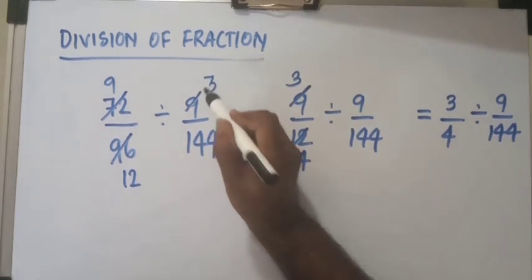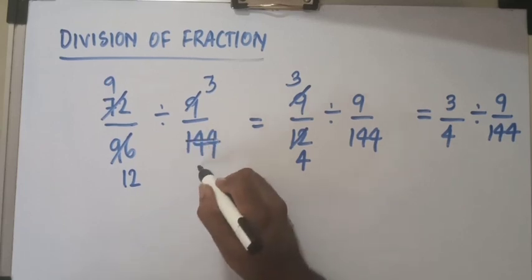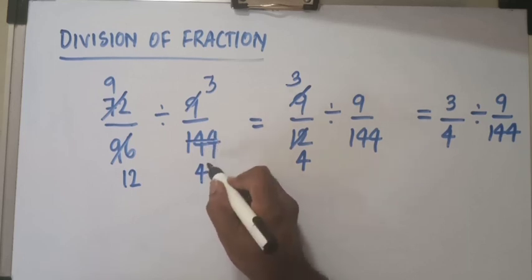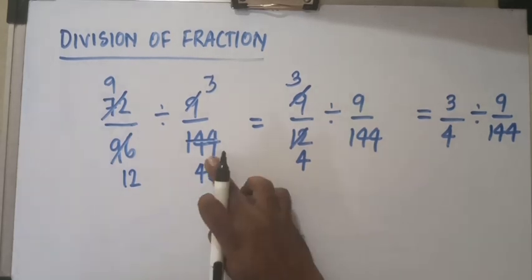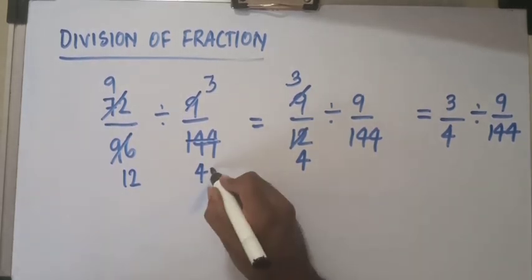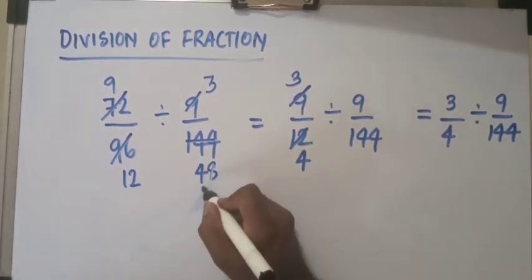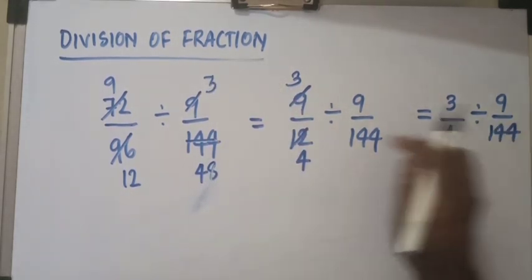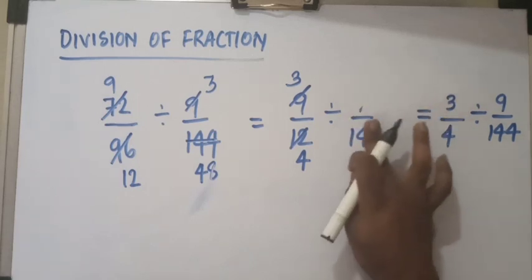3 3s are 9. Then 3 4s are 12. 24 is left. Then you have 3 6s are, sorry, 8 3s are 24. So you have 48. So I've converted it into the simplest form. So this becomes 3 upon 48.